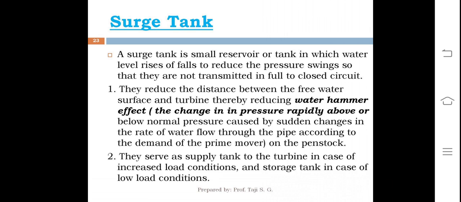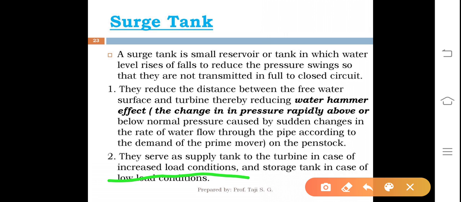Here it is. When there are increased load conditions, the supply tank to the turbine is given. Means the surge tank will help to provide the water, or we will draw the water from the surge tank when the load conditions are increased. And the surge tank in case of low load conditions is also used to store the water.